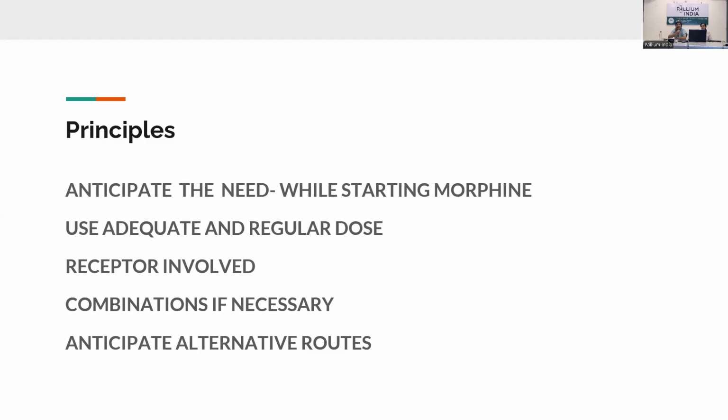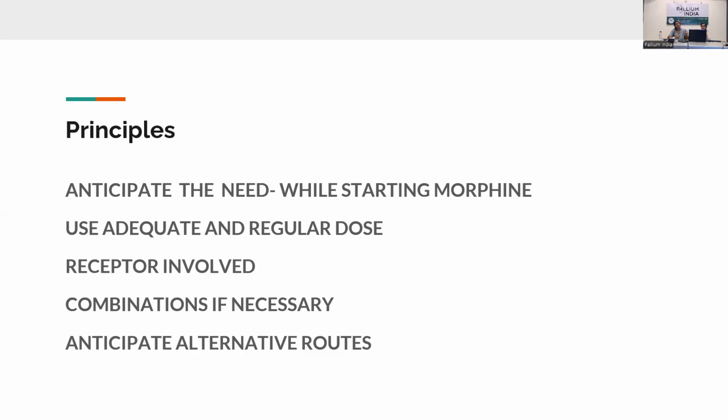So this is anticipating the need. You should not tell them, take this tablet when you need it, when you get vomiting you take it. That will not work here. The SOS dose, the PRN dose, is not going to work here. We have to give a regular dose. We should anticipate that the patient will get vomiting and we have to use an adequate and regular dose. It is not an SOS dose.